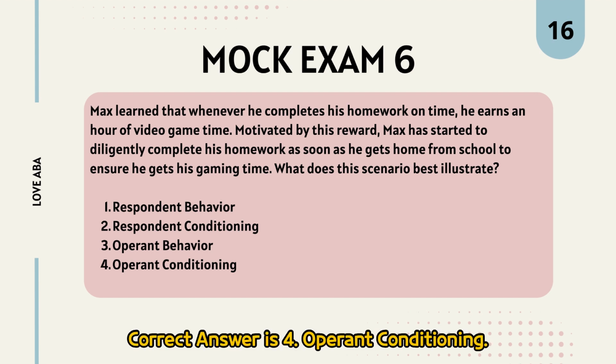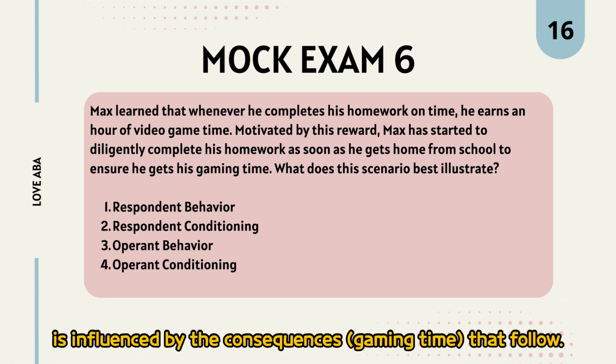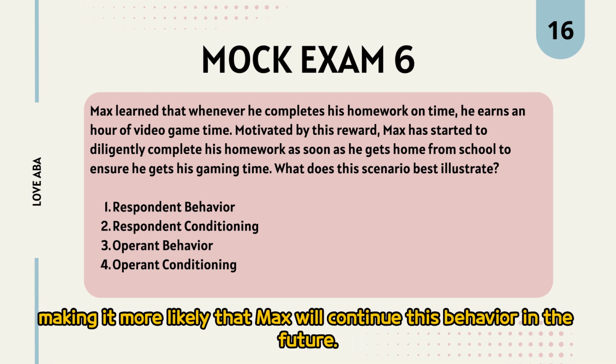Correct answer is 4. Operant conditioning. This example demonstrates operant conditioning, where Max's behavior of completing his homework is influenced by the consequences, gaming time, that follow. The reward, extra video game time, serves as a positive reinforcement, making it more likely that Max will continue this behavior in the future.